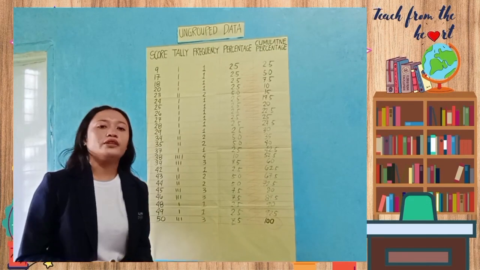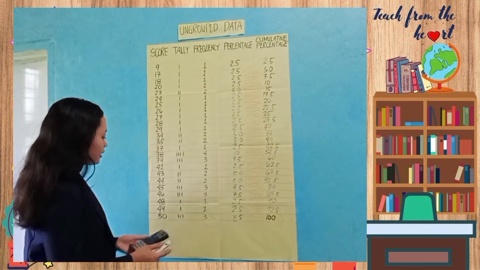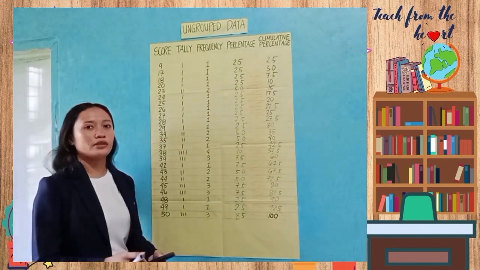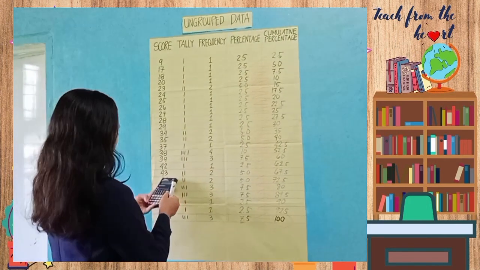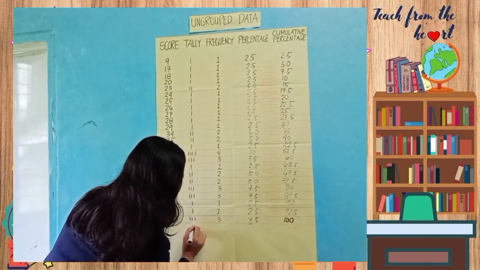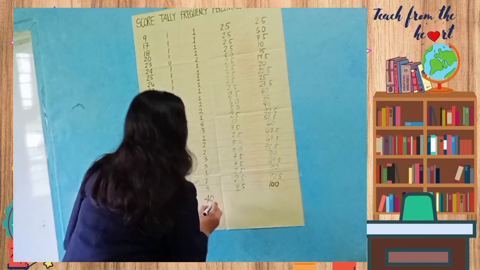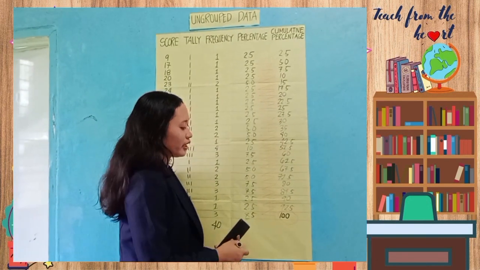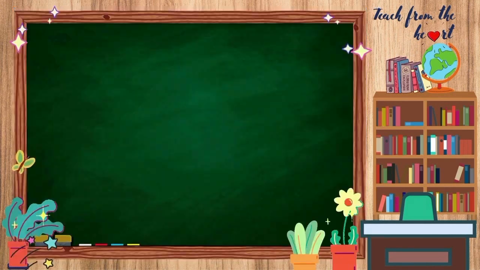Now let's check if we got the correct totals of this table. The tally should have a total of 40 because there are 40 students. Same with the frequency. In the tally, there is a total of 40. Same with the frequency. And the cumulative percentage should have a total of 100%. So we got a total of 100%, so we are correct.